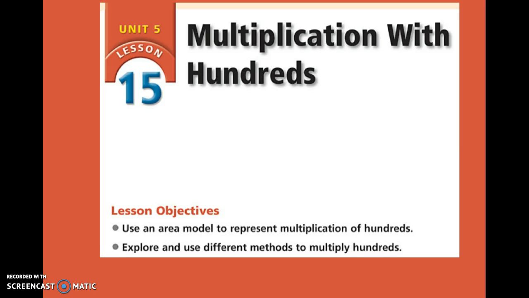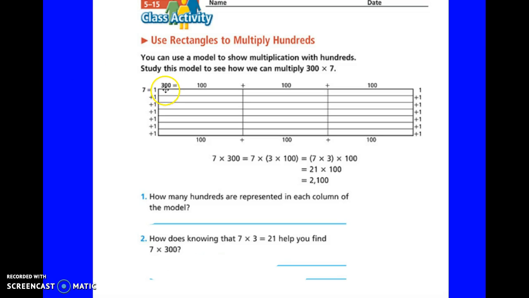All right, so first off, we're going to look at this area model here and just figure out how this is working. What we're looking at is 300 times 7. Our first question says, how many hundreds are represented in each column of the model? So if we look here, it was 300 times 7, so they made columns for each of the hundreds. And then they made these ones. So we've got 1, 2, 3, 4, 5, 6, 7 of them.